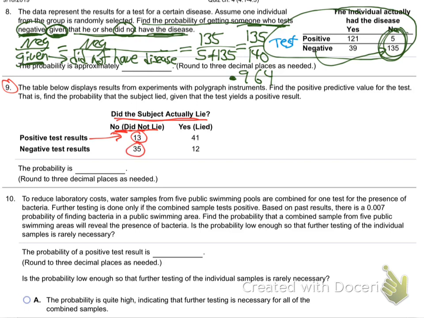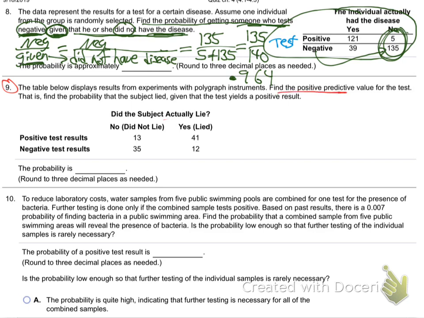These 35 were not lying, and the polygraph said they were not lying. These 41 really lied, and the polygraph said they were lying. So it was telling us the truth. And these 12, they lied. They're under the yes lied, and it said they did not. So that's a false negative. They got away with something. They were lying, and the polygraph machine said they were not. They tricked the machine. Okay, so let's come back and answer the question.